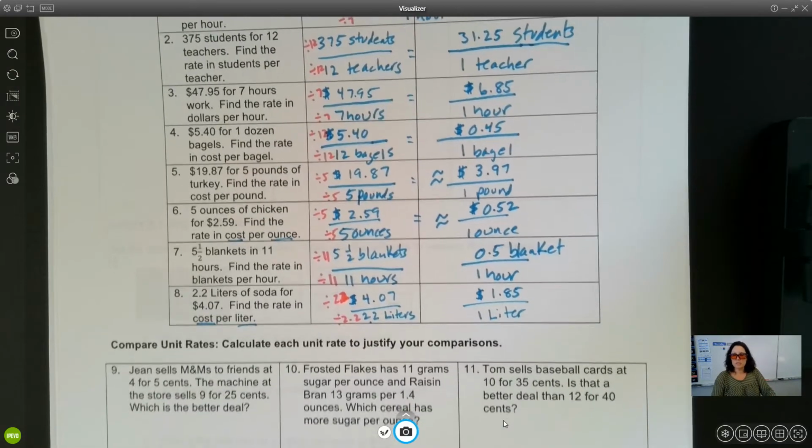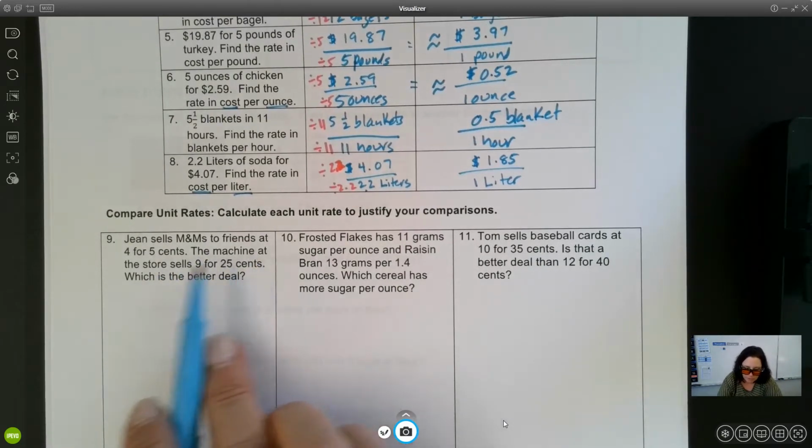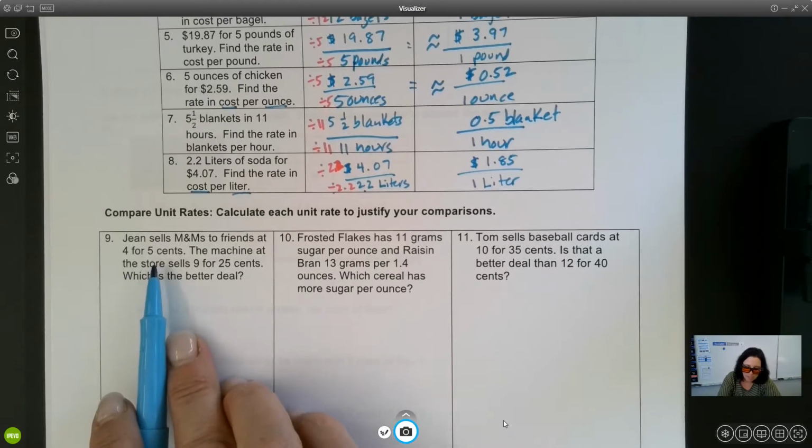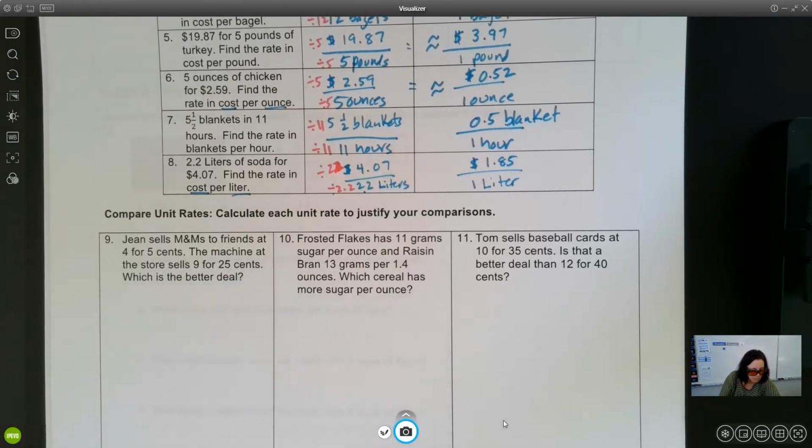All right, so now that you've got the idea of doing 8 of these, we're going to be comparing 2 different things to see which one the better buy is. Jean is selling M&Ms to friends at 4 of them for 5 cents. The machine at the store sells 9 for 25 cents. Which is the better deal?